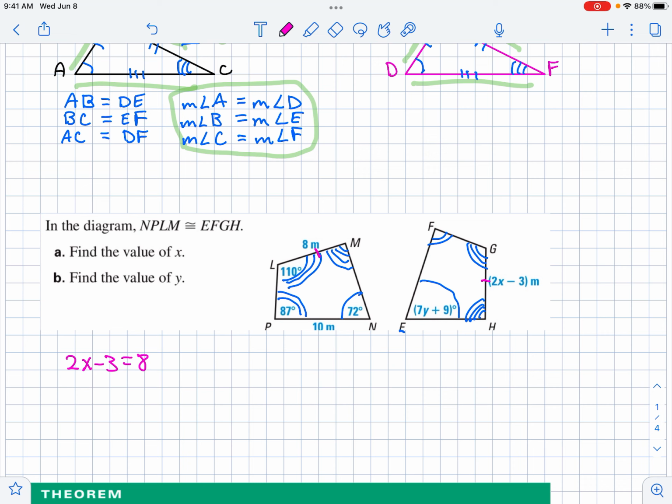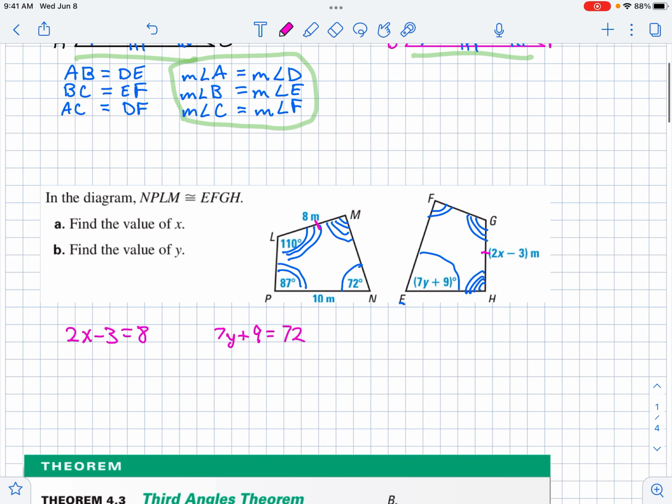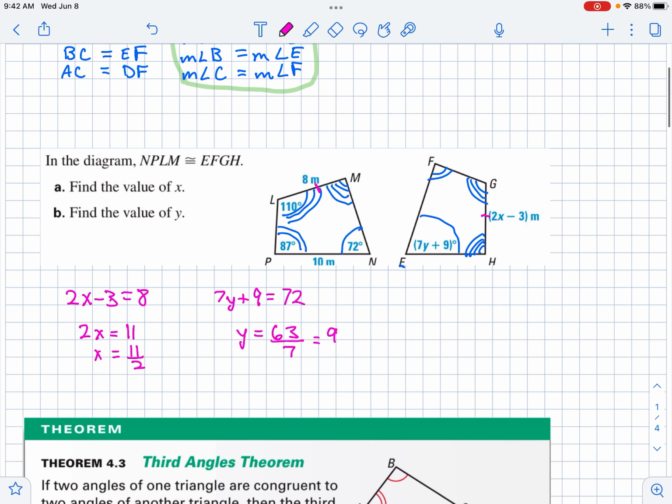Now let's see what else. We've got 7y plus 9, that's got to equal 72. Now this has suddenly got a lot easier. So we've got 2x is equal to 8 plus 3, which is 11. So x is equal to 11 halves. By the way, I'm going to leave that as 11 halves and not write it as 5 1/2, a mixed number or a decimal. I just prefer to leave it that way. And then y is equal to 63 divided by 7, which would equal 9. Okay, so y is equal to 9. So we found x and y there by understanding that these two shapes are congruent.